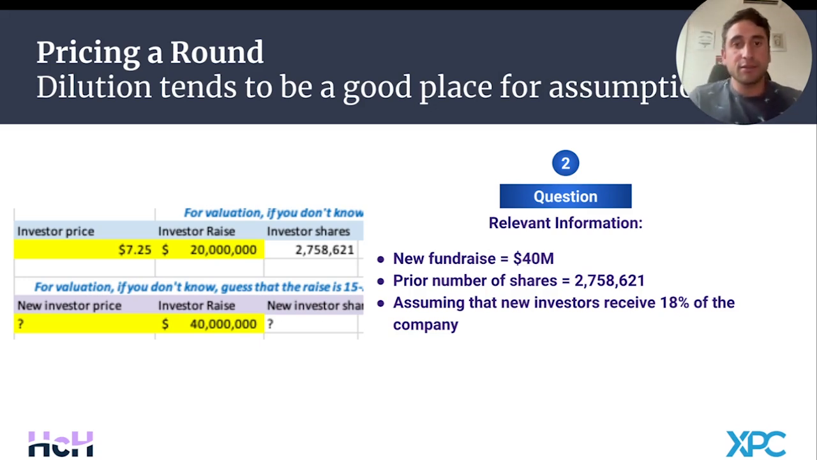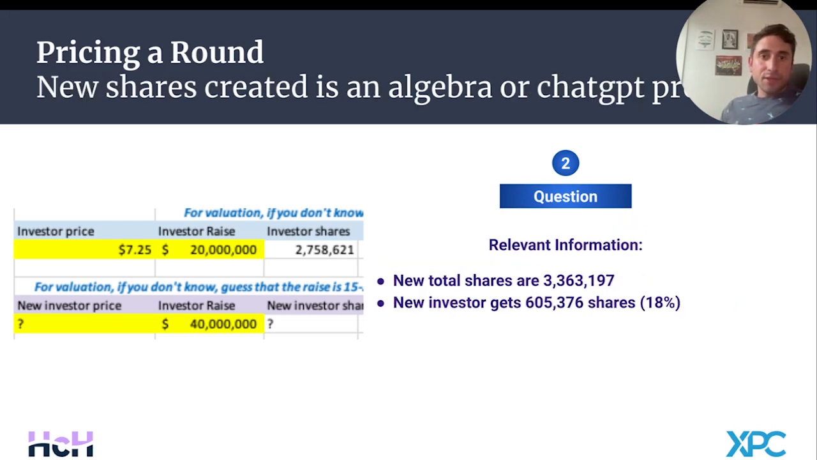So what matters here is this new fundraise, right? It's $40 million. You have the prior number of shares, which is this 2.7 mil number. And here's where the assumption comes in. We're going to assume that the new investors receive 18% of the company. 18% because it's Series B, if you remember the data we went over before. And it's an assumption, right? The application of this 18% is something we're going to review in the next lecture.